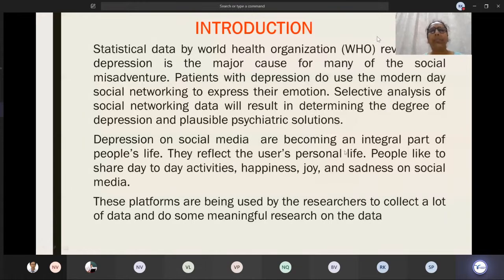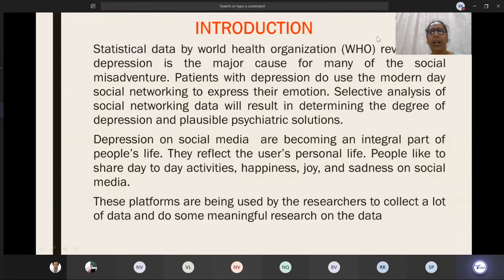Statistical data by WHO reveals that depression is a major cause of many social disadvantages. Patients with depression use modern-day social networking to express their emotions. Selective analysis of social networking data will help in determining the degree of depression and finding solutions for the psychiatric effects.